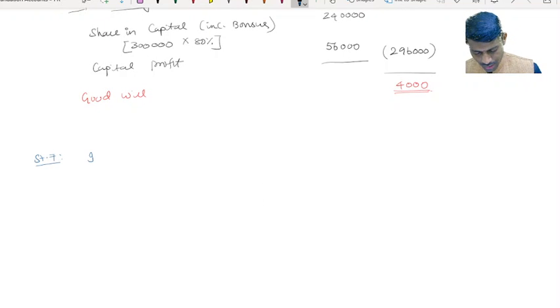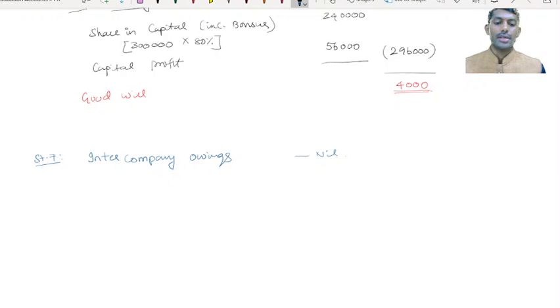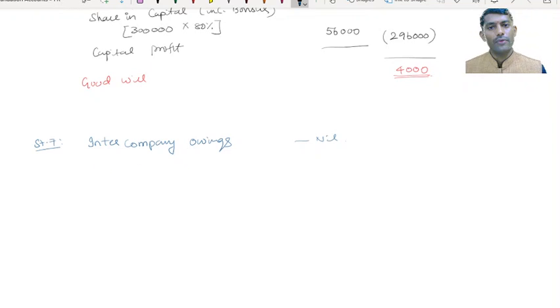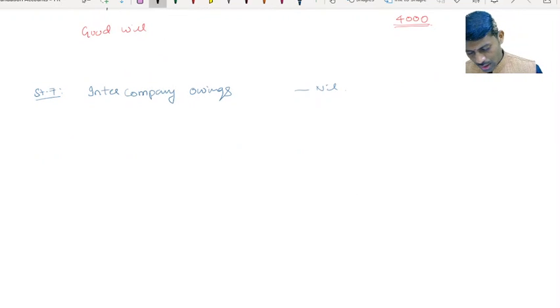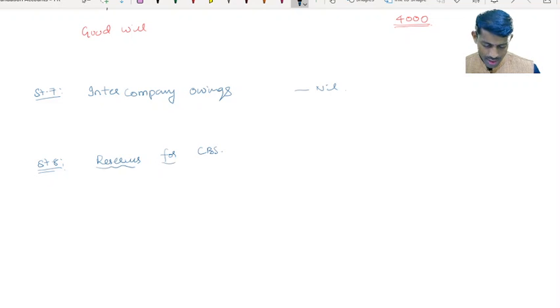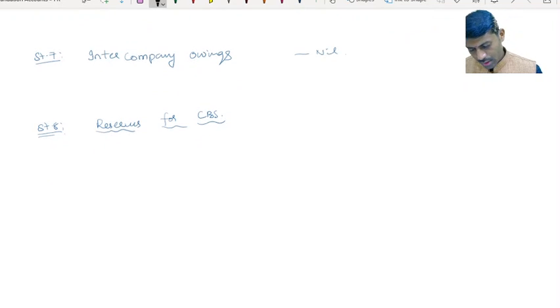Step number 7, intercompany. Intercompany owings nil. In this problem, nothing is there. So there is no debtor, creditor, no bills receivable or payable, no intercompany borrowings, no interest, and no unrealized profit. So therefore, all skip. Next, step number 8, which we call reserves for CBS, the consolidated balance sheet.